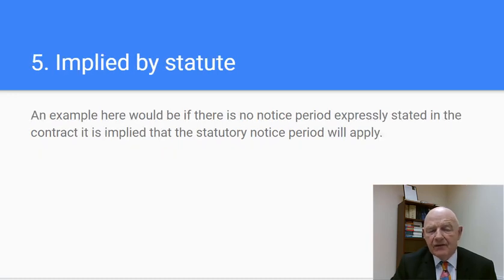And number five, terms implied by statute. An example here would be if there was no notice period expressly stated in the contract, it's implied that the statutory notice period will apply. So the contract, by way of an express term, may be silent in terms of a notice period, but you can imply that the statute obviously is going to kick in and provide the notice period that's required.